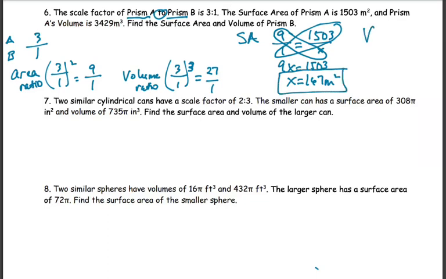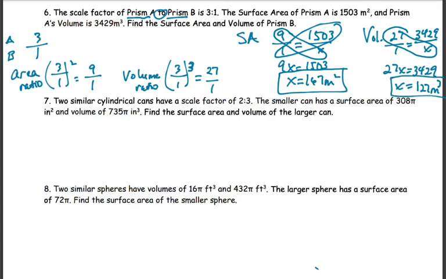Now we can do the volume. So I have to use the volume ratio. So I'm going to do 27/1 equals, the volume of prism A is 3,429 over x. Because we have one fraction equal to one fraction, I can cross multiply. So 27x equals 3,429. And then divide by 27, and we get 127 meters cubed. And that's my answer.